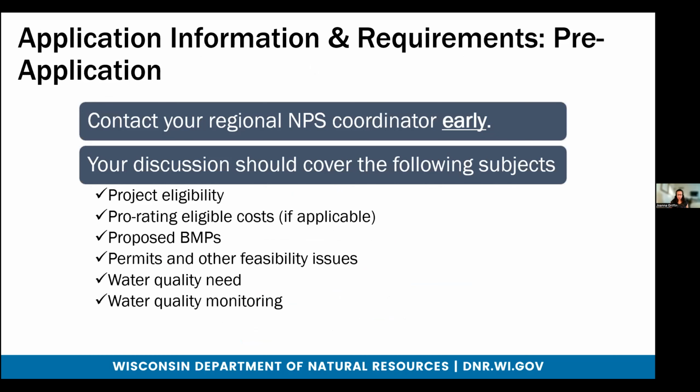So remember to contact your regional non-point source coordinator early to discuss your project. Ideally, a month beforehand is preferred at least. You need to actually have a conversation, not sending an email or a voicemail. Really, you should discuss the project eligibility, any potential prorating, what BMPs are planned, permits that might be needed, water quality need, and any water quality monitoring would also be required to be discussed at this point.